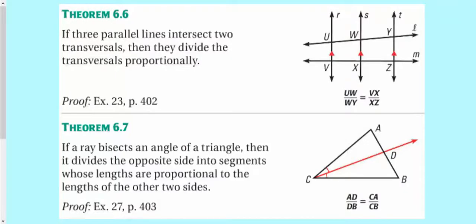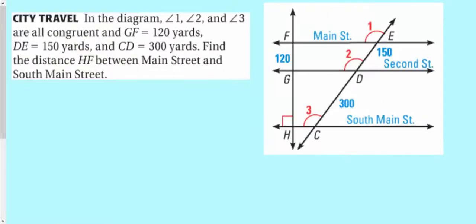Okay, and then we got this one here. These three angles are congruent. Therefore, these lines are parallel. Corresponding angles.